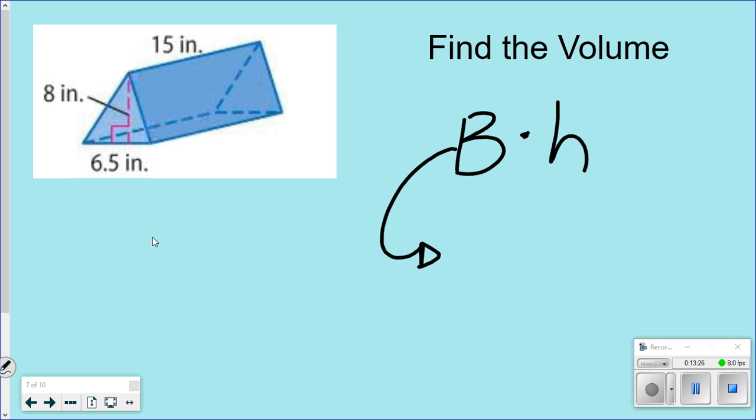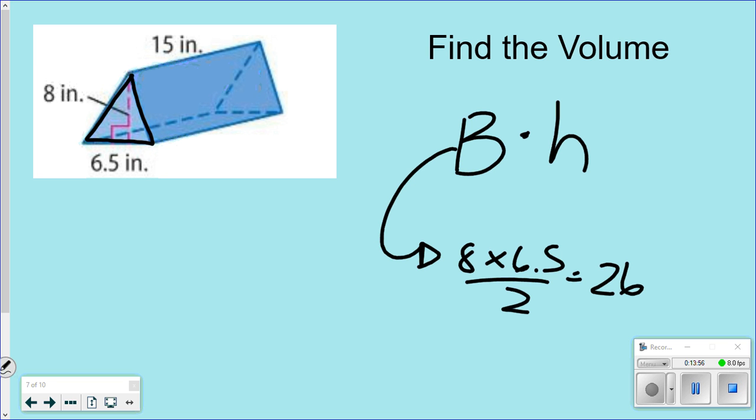Okay, let's talk about the area of the base first. It's a triangle. How did you find the big B? What did you do, Boston? 6.5 times 8 divided by 2. Yep. We had to find this first. So what is that? 6.5 times 8 divided by 2. So this was just 26. Just that triangle was 26.